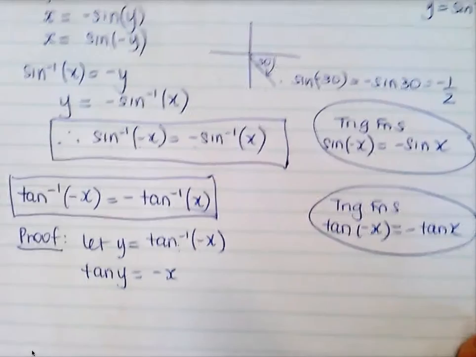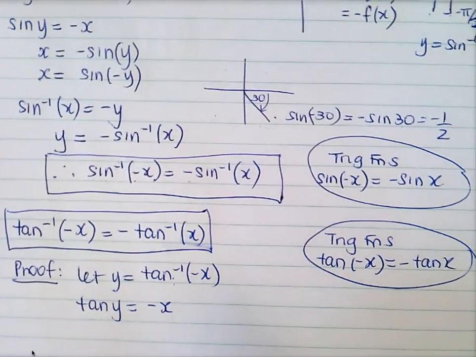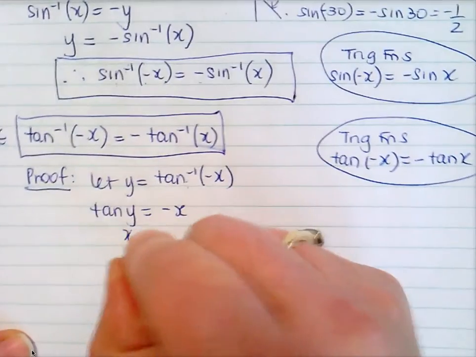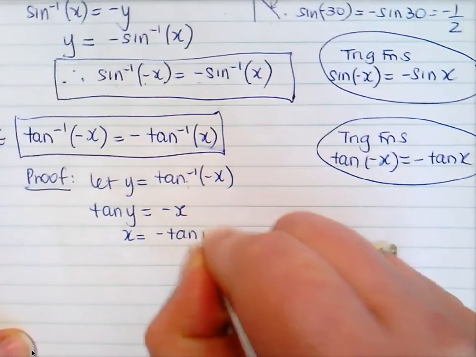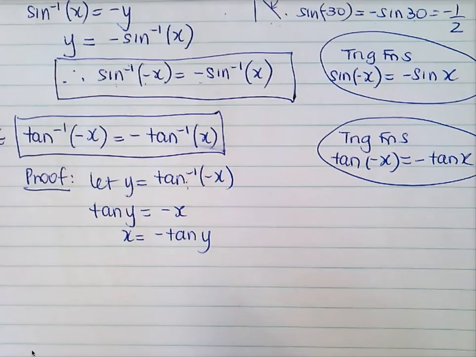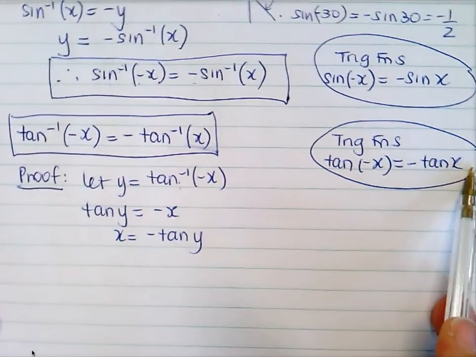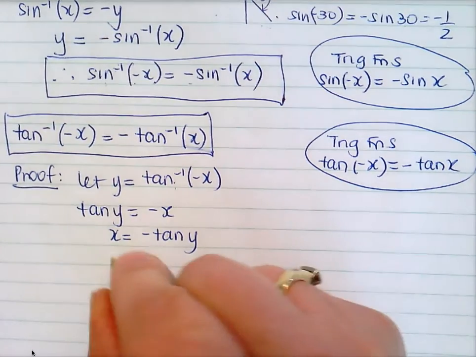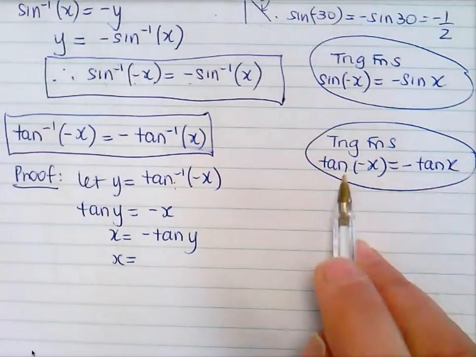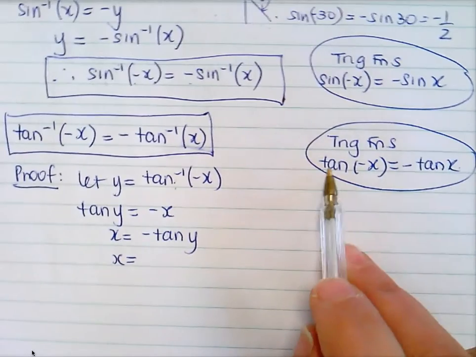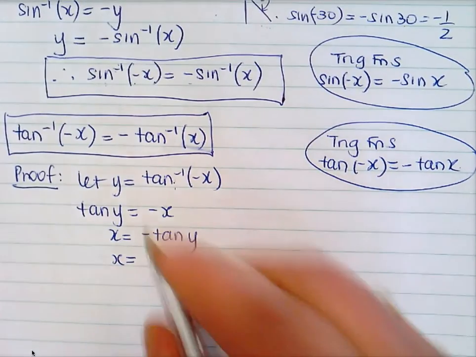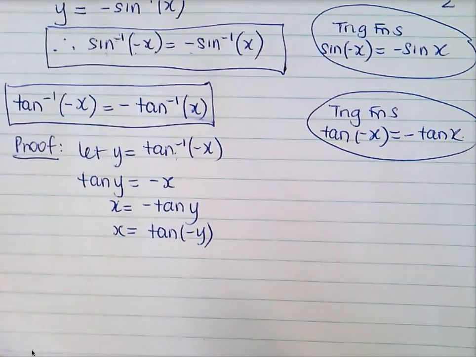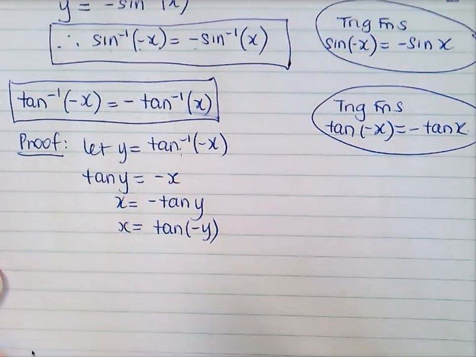Look what we did before. What do you think I'm going to do? I'm up to here. Yep. x is negative tan y. Then I'm going to use this rule for normal tan functions. What do you think I'm going to do? If negative tan y is the same as tan of? Tan of negative y. And now I'm going to do the inverse tan.